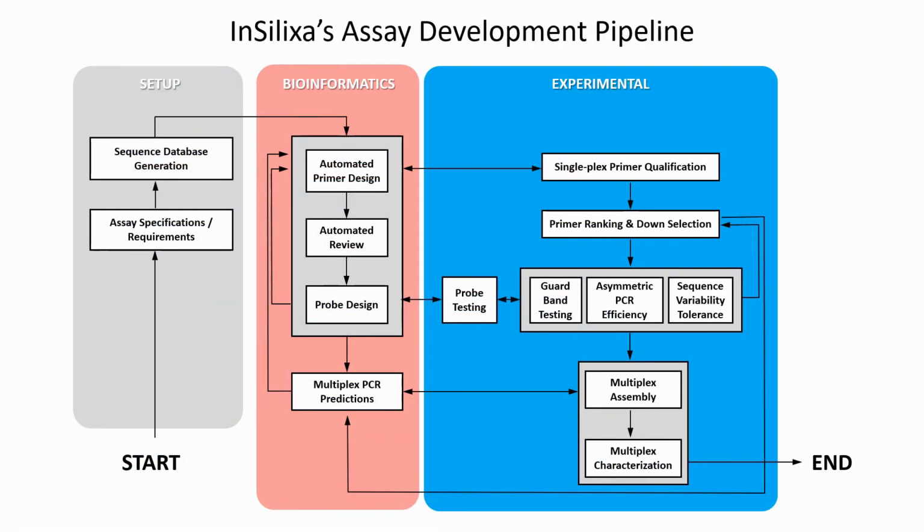Okay, here's what we put together, which we call our assay development pipeline. It has 3 components. Going from the left, first we have to set up the assay design, and the tasks are pretty straightforward. First, you have to know exactly what you want to detect from a genomic point of view. That's the assay specification and requirements, clearly inclusivity and exclusivity. You have to know all those things based on the strain. You have to create a sequence database.